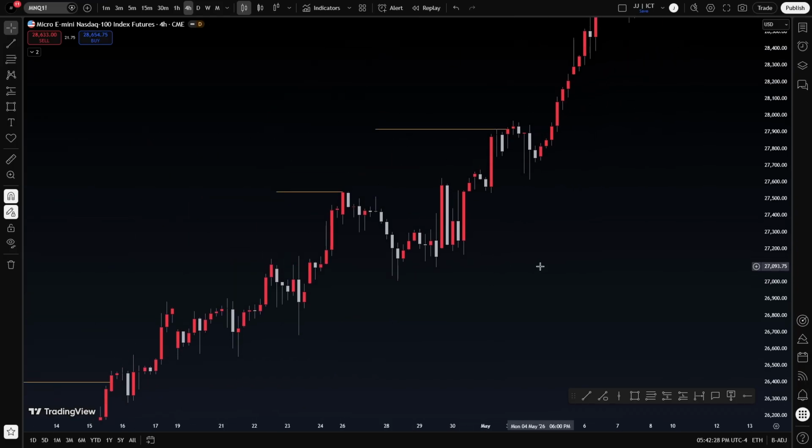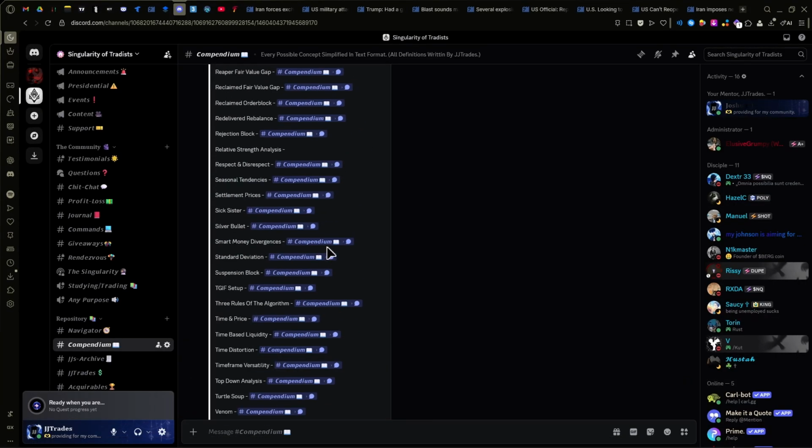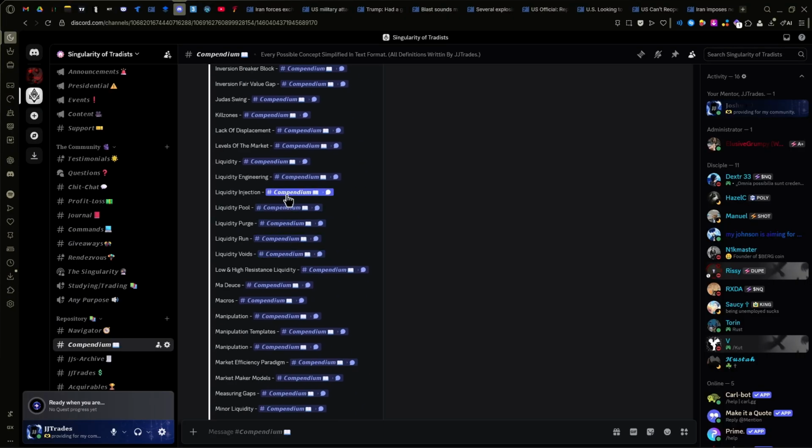Do you know what a liquidity injection is? Do you know what that is? Okay, let me just show you in the compendium. Hold on. I have this thing for a reason. I'm glad I wrote this down. I'm so glad I spent like 200 hours of my life writing this. Where's liquidity injection? Okay, here it is.